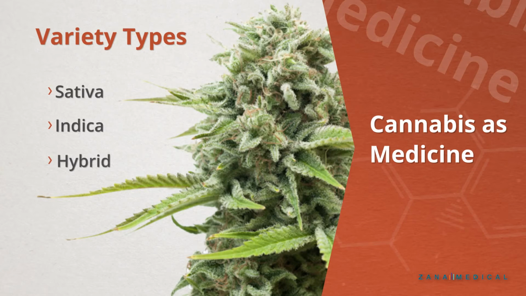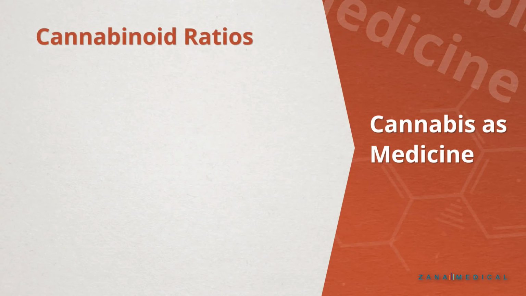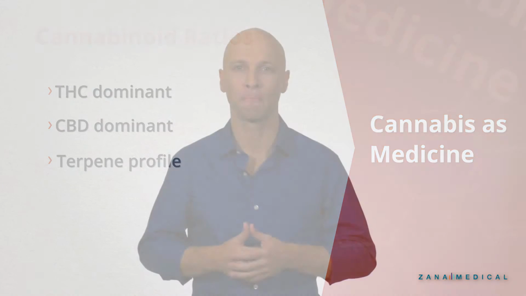When distinguishing varieties for medical use, though, we actually like to use different terminology to guide decisions a bit more clearly. We sort the varieties and products in terms of their cannabinoid ratios. This is something like THC dominant or CBD dominant, as well as take into account their terpene profiles. We'll get into this in just a sec.